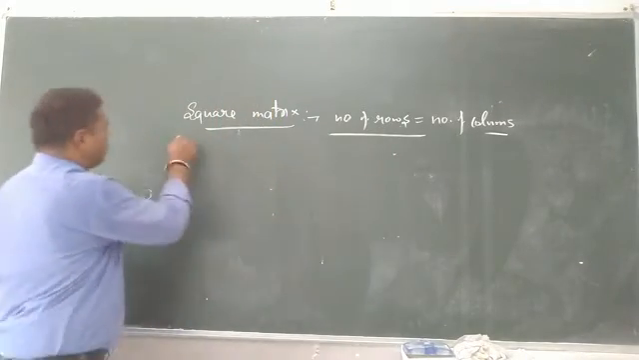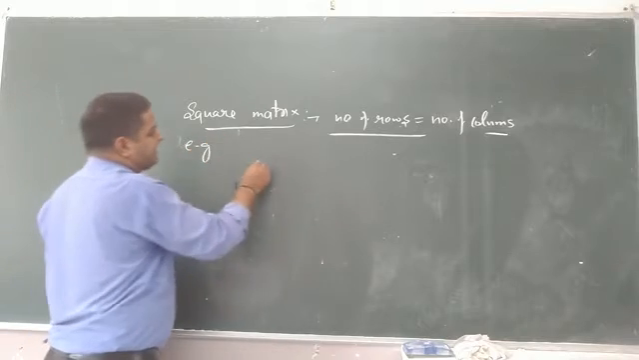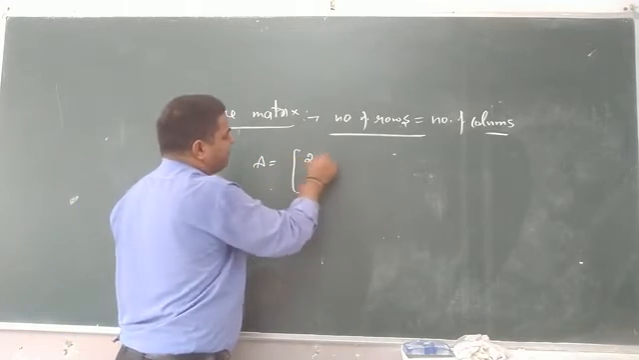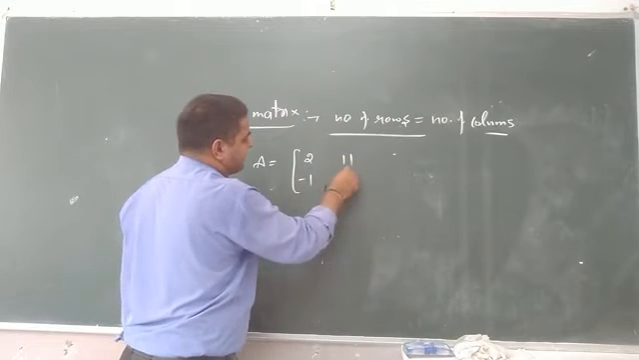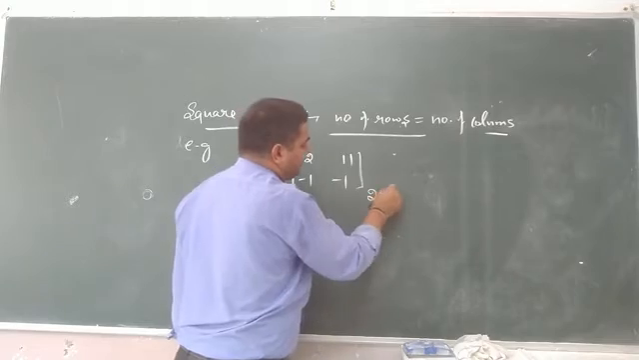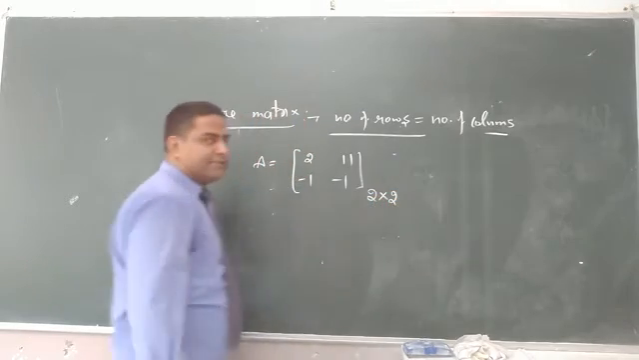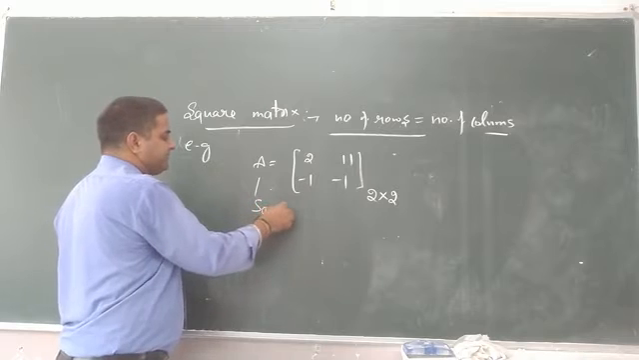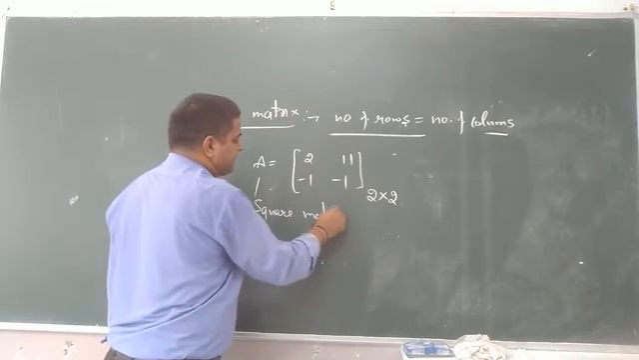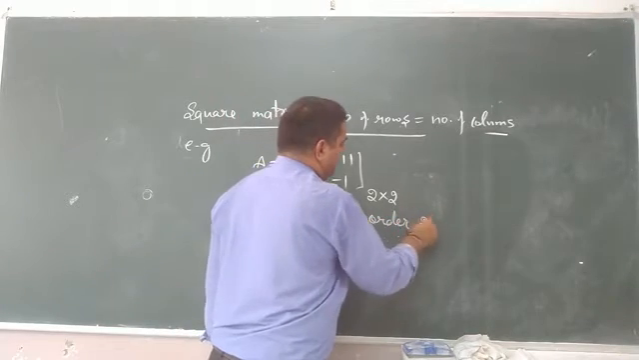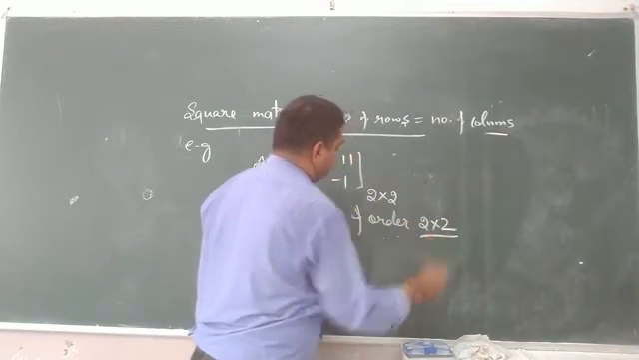Those matrices in which number of rows and number of columns are the same are called square matrices. For example, let us say matrix A has entries 2, 11, minus 1, minus 1. So what is the order of this matrix? 2 into 2. We say it is a square matrix of the order 2 into 2.